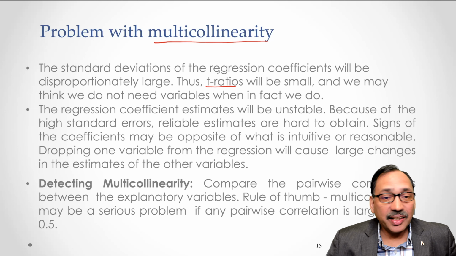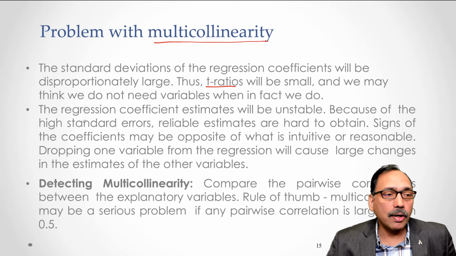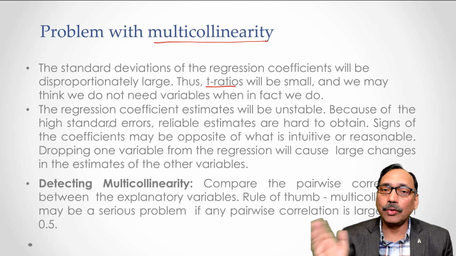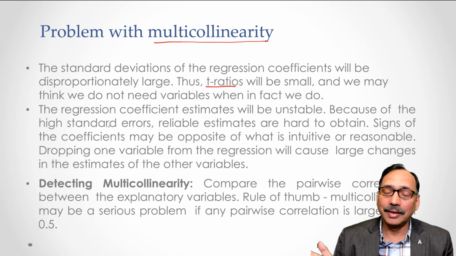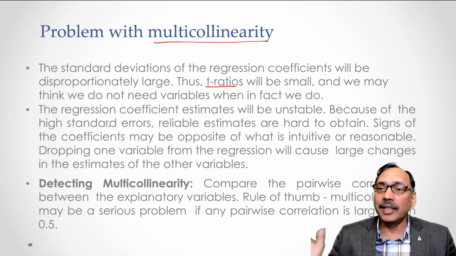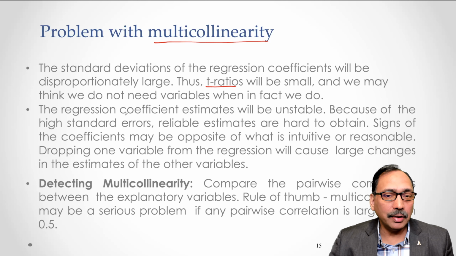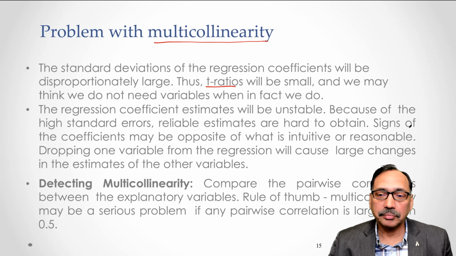Similarly, regression coefficient estimates will be unstable because of high standard errors. Whenever variability is more, your estimates are obviously not very stable. So b1 plus or minus 1.96 times standard error, that interval will become bigger if your standard errors are bigger. So coefficient estimates will not be stable. Because of high standard errors, reliable estimates are hard to obtain, so the margin of error is going to be big.